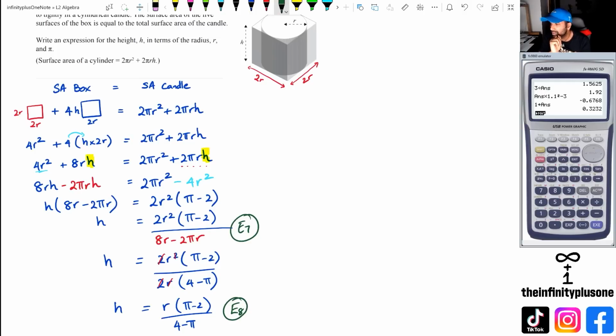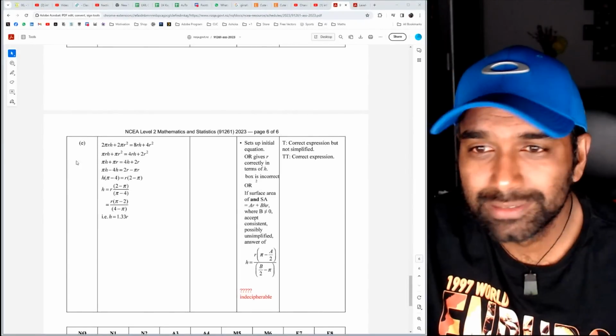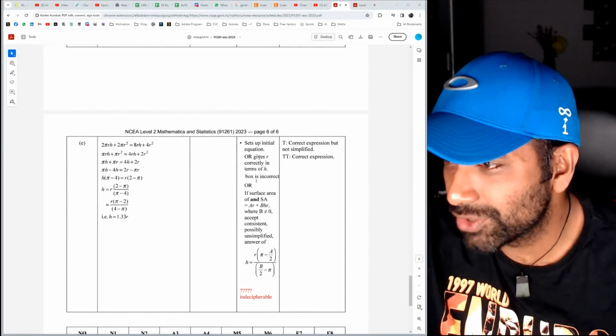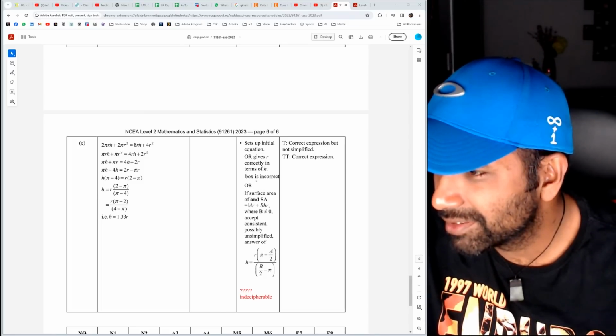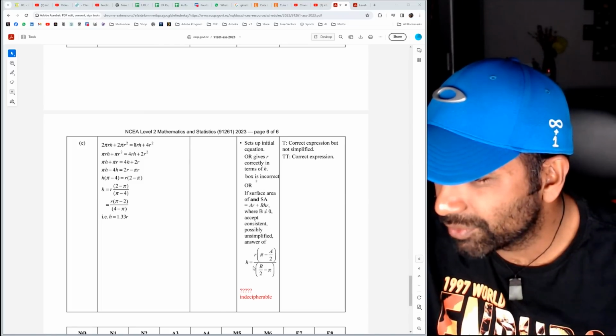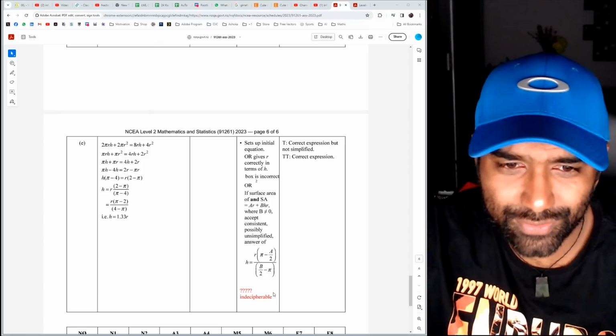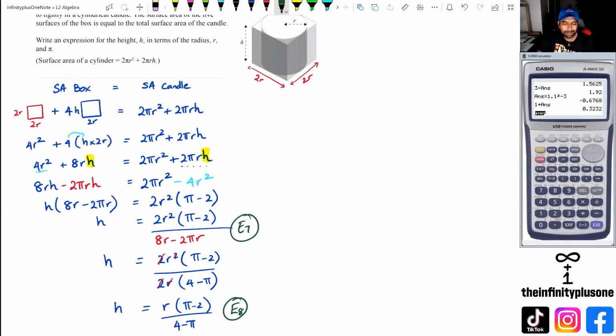Merit wise, gives r correctly in terms of h. Okay, I'm just going to show you folks the answer schedule because it's too hard to understand. All right, as you can see, setting up initial equation gets you a merit. Gives r correctly in terms of h. Box is incorrect. So, okay, we've got something else that's popping up here, and indecipherable. Lovely. So where would I give this a merit? Set up initial equation. There we go. I think that's a merit right there. So I'd probably say somewhere here. That's the initial equation that could actually get you a merit.